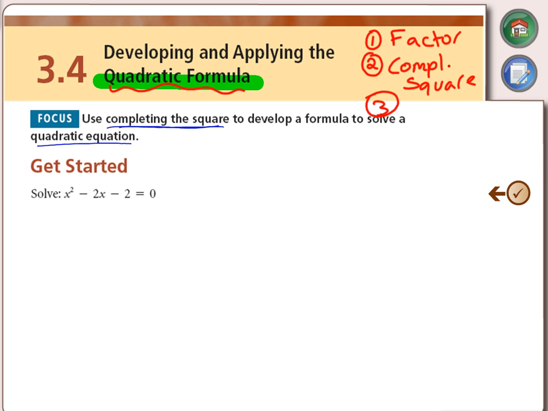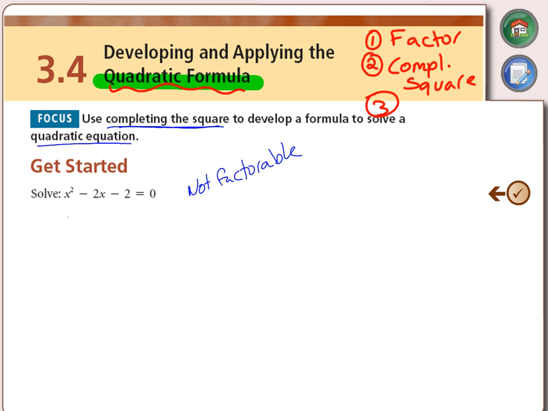Well, first thing, let's look at the first one. Can we factor that? No, there's no way we can factor two numbers that multiply to -2 and add to -2. Factoring is not an option. It's not factorable. So we're going to go to the second one. Hey, completing the square. We can do that.